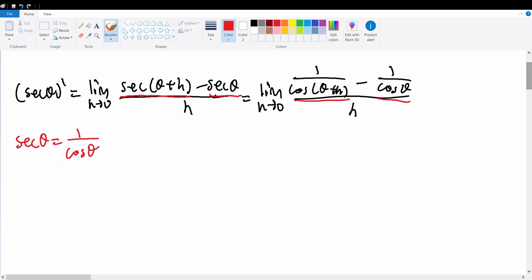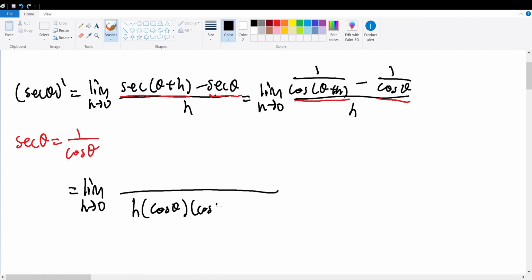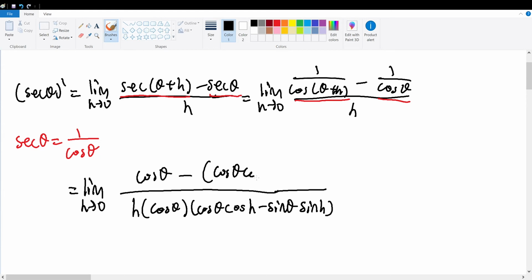And with this limit, what we can do is simplify the entire fraction and the numerator as a result. So this becomes the limit, as h goes to 0, of, if we combine the two terms, which is the expanded form of secant of theta plus h and secant of theta, we must give it a common denominator, which is the product of the two denominators of the two terms. So this becomes h times cosine of theta times cosine of theta times cosine of h minus sine of theta times sine of h. And in the numerator, we would have cosine of theta minus cosine of theta times cosine of h minus sine of theta times sine of h.